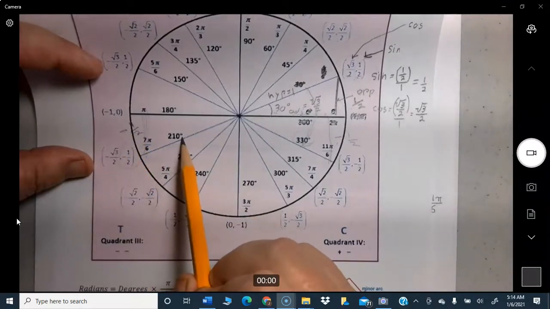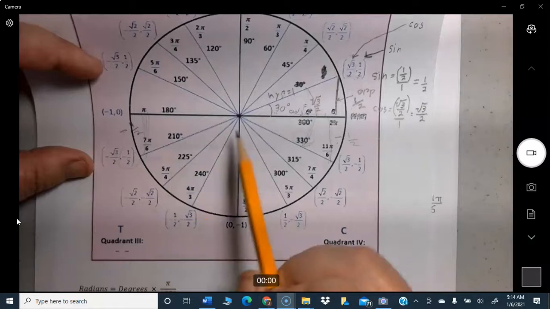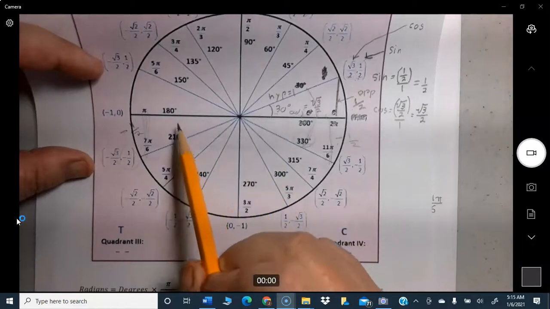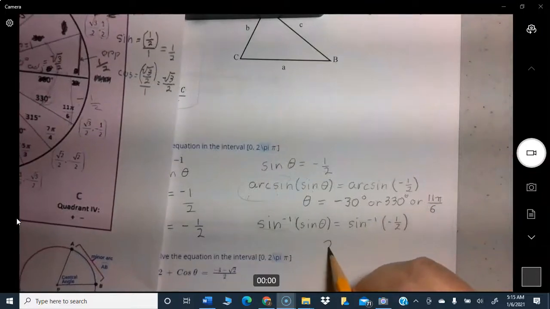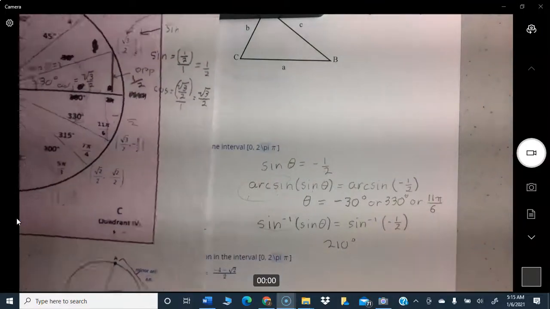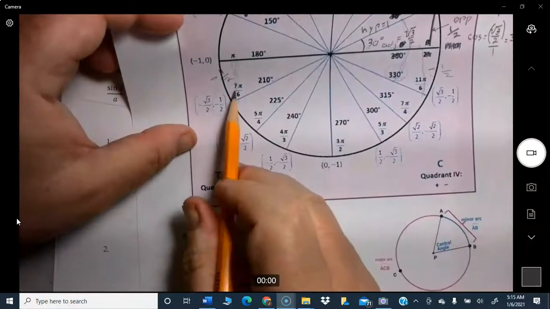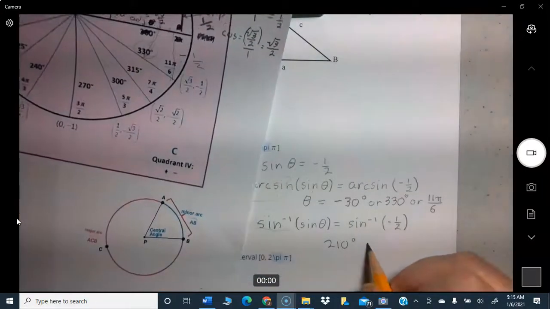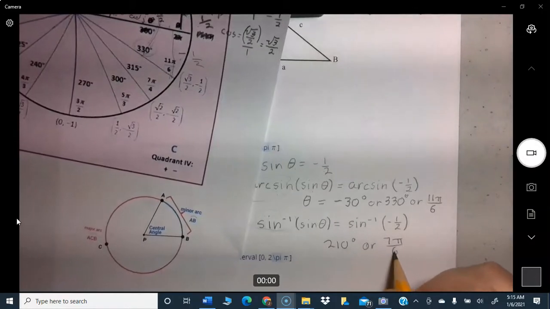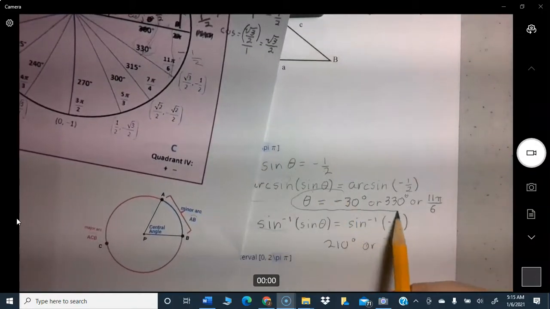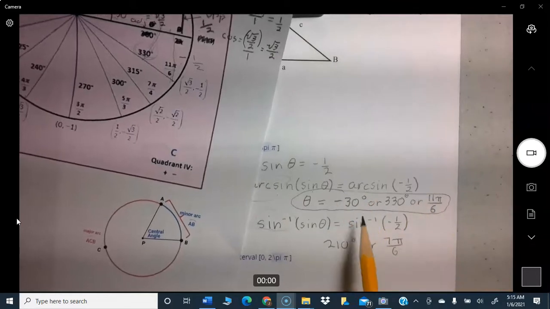So it's also 210 degrees. You don't have to give the negative angle of that, just give the positive 210. So the answer would also be 210. Or if you're going to express it in radians, it's 7 pi over 6. So you should be able to identify all of those different ways.